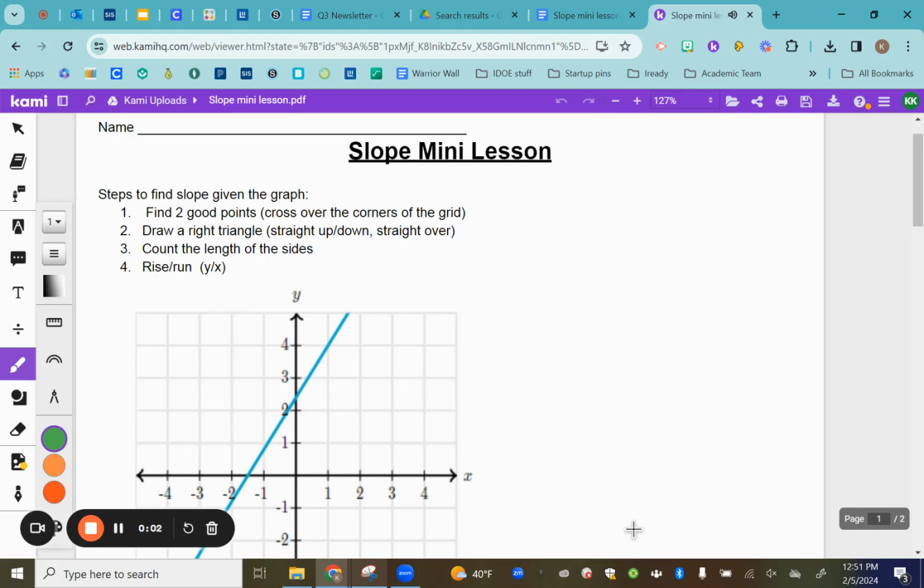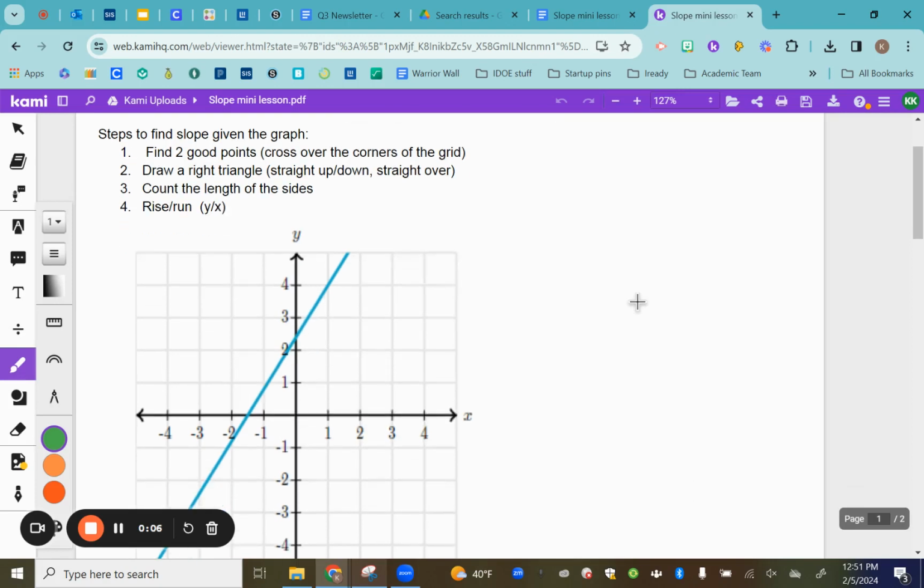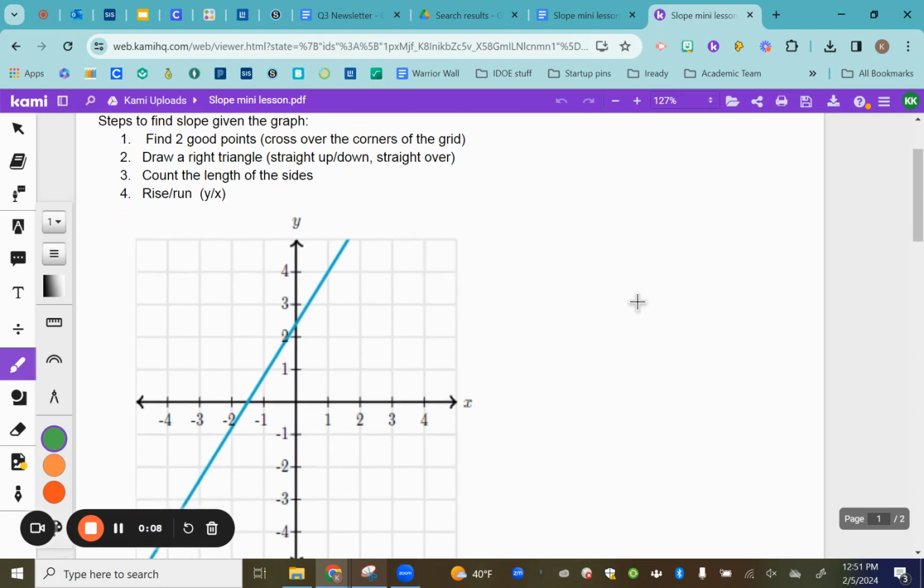This lesson is a mini lesson on slope to review what we did last week, but then to also teach you a new skill. So remember, when we find the slope, first when we're given a graph and a line, to find the slope, first we need to find the good points. And the good points are where our graph crosses over at the corners of the grid mark.